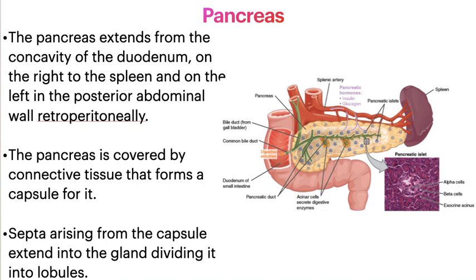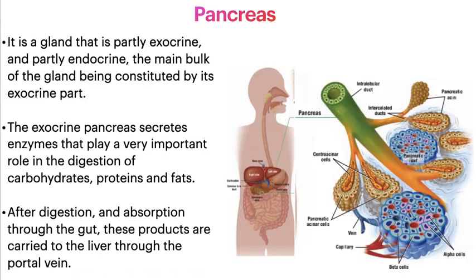This is a retroperitoneal organ, extending from the concavity of the duodenum on the right side to the spleen on the left, in the posterior abdominal wall retroperitoneally. The pancreas is covered by a connective tissue capsule. The septa arising in the capsule extend into the gland, dividing it into many lobules.